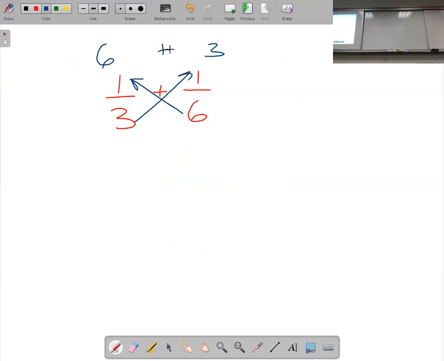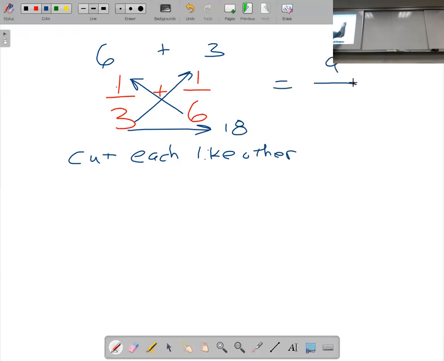Remind myself I'm adding versus subtracting. And then the denominator just comes by multiplying the denominators. That's that idea of cut each cake like the other. So my denominator here is 18. What's 6 plus 3? 9. And then it has to be 18ths. All right, so that's the arrow algorithm.